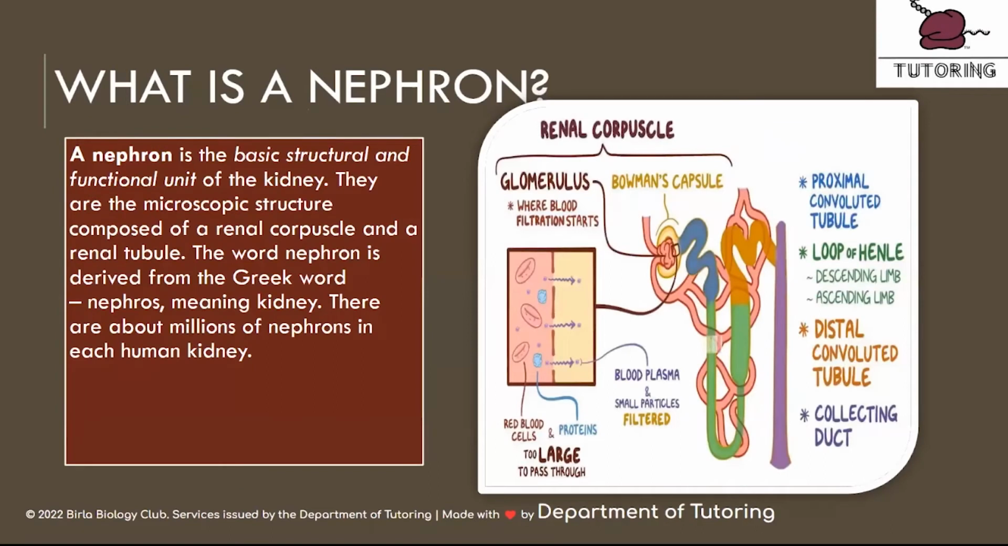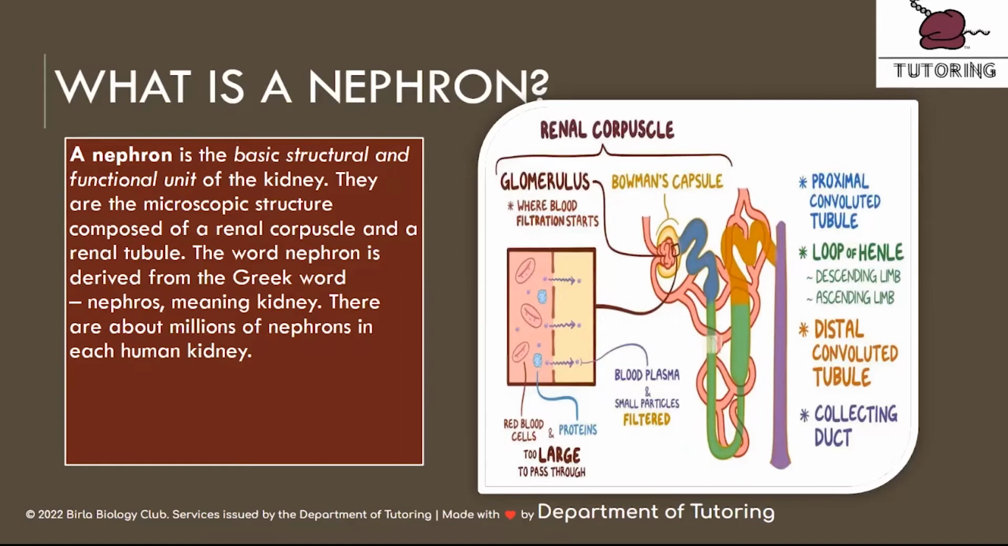Moving on, here's the nephron. A nephron is the basic structural and functional unit of the kidney. They are microscopic structures composed of a renal corpuscle and a renal tubule. The word nephron is derived from the Greek word nephros, meaning kidney. There are millions of nephrons in each human kidney.